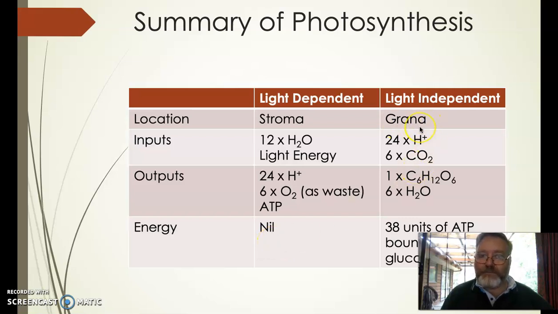In the grana within the chloroplast, those hydrogen ions and carbon dioxide are used to create that glucose, well, 2 G3Ps, and we have some wastewater left over. But more importantly, we now have 38 units of what's known as ATP, adenosine triphosphate, bound up inside this glucose molecule. That's the stored chemical energy. ATP is sort of the energy currency of the cell.